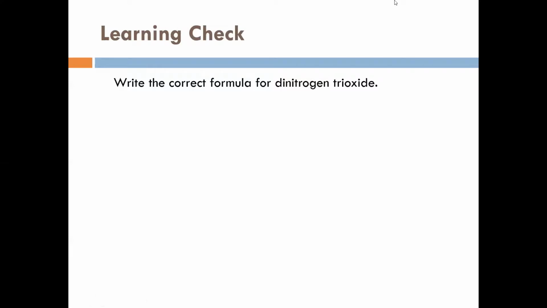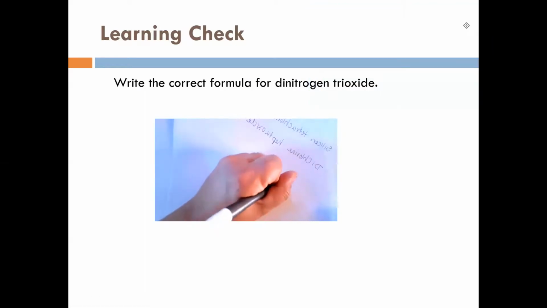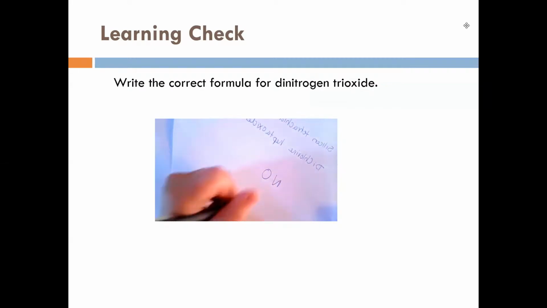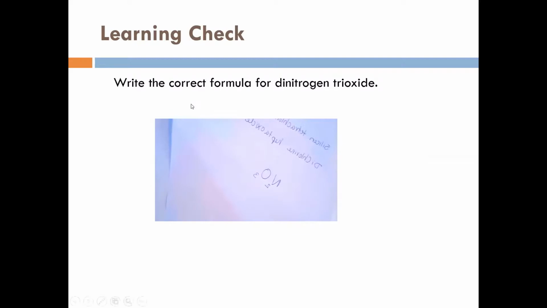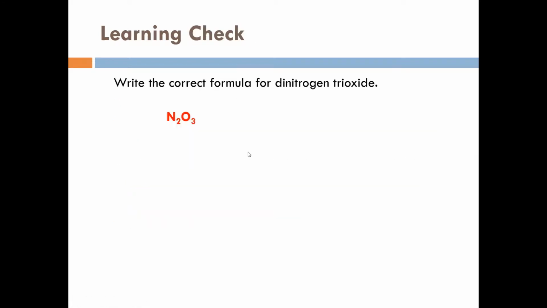So let's try writing dinitrogen trioxide. Nitrogen is N, oxide is O. Dinitrogen means there's a 2 for nitrogen. Trioxide means there's a 3 for oxygen, so N2O3. And then there it is for you.